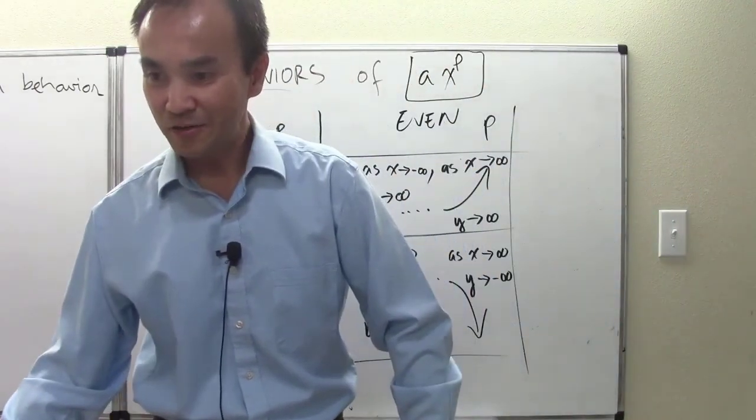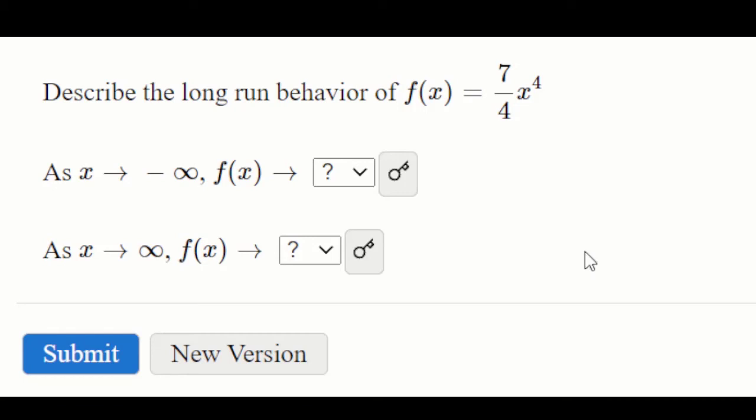Now back to my software program. I'm going to select positive for the right end. And for the left end right here, I am going to select positive infinity as well.